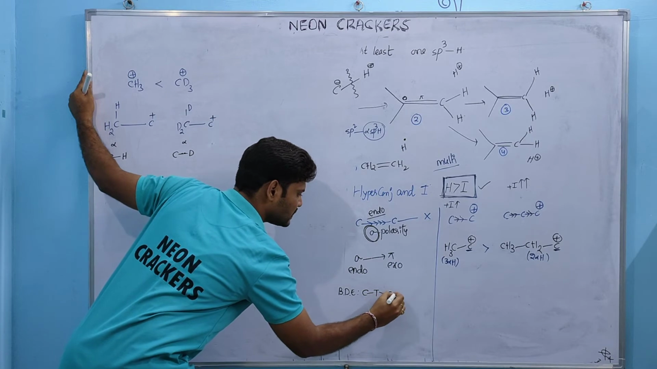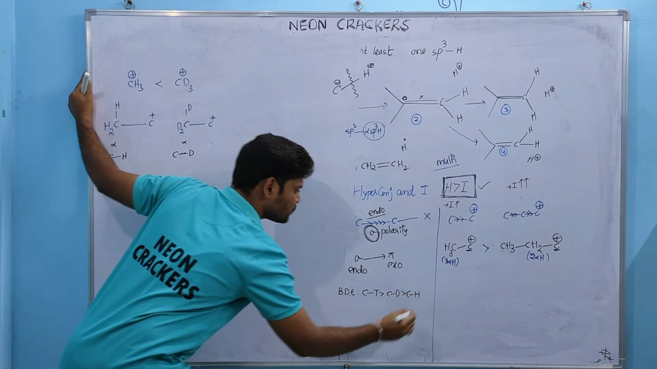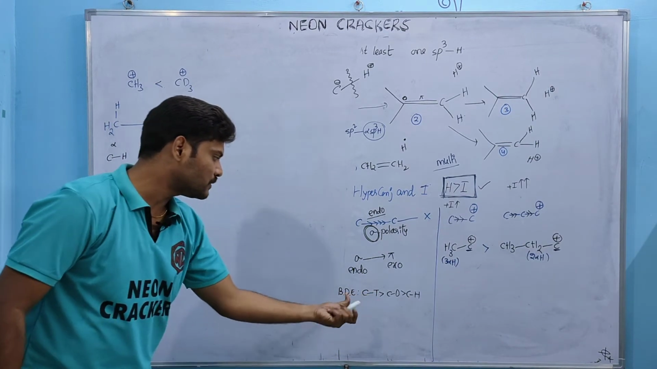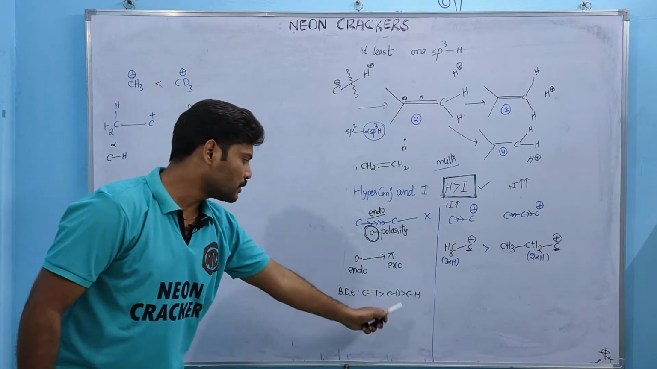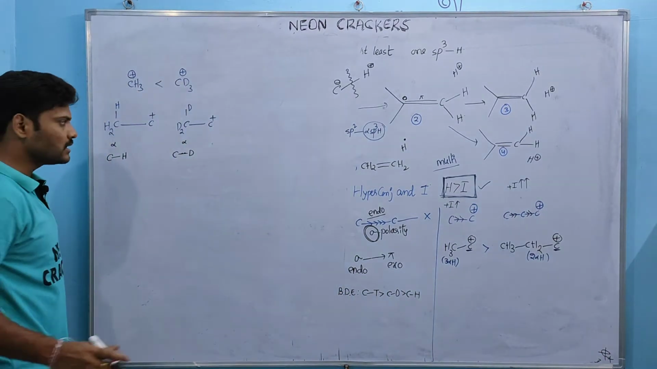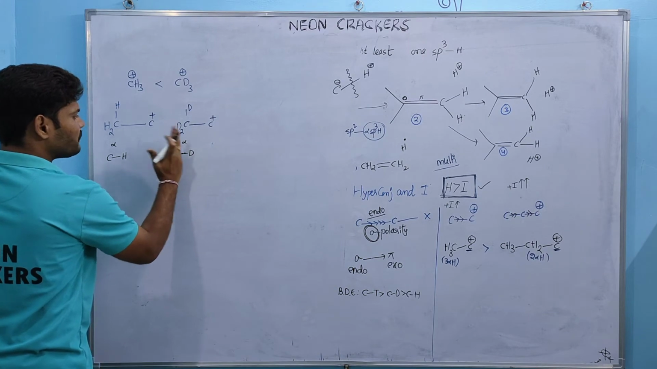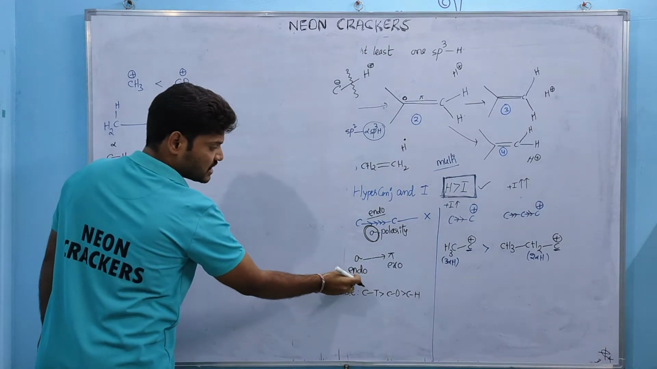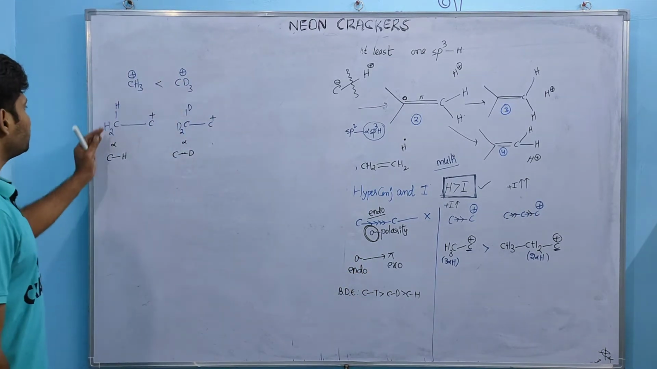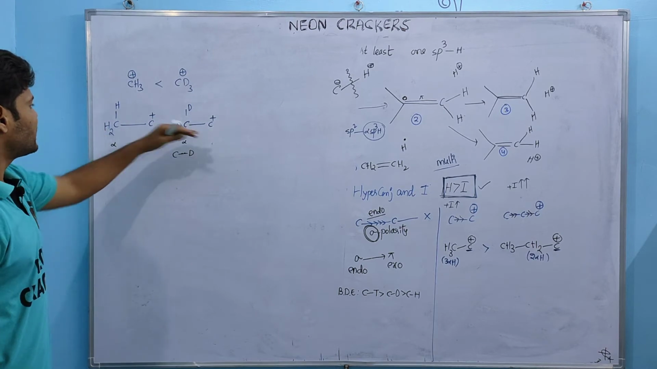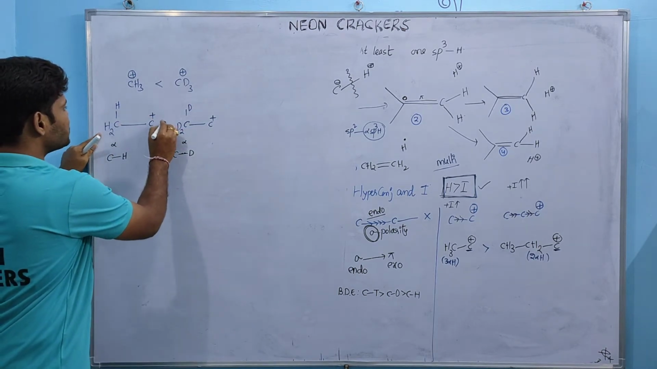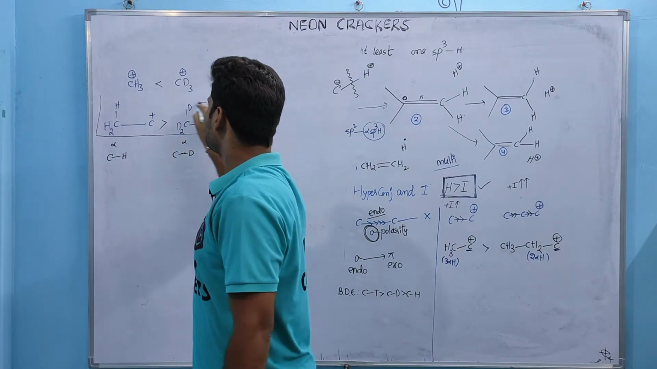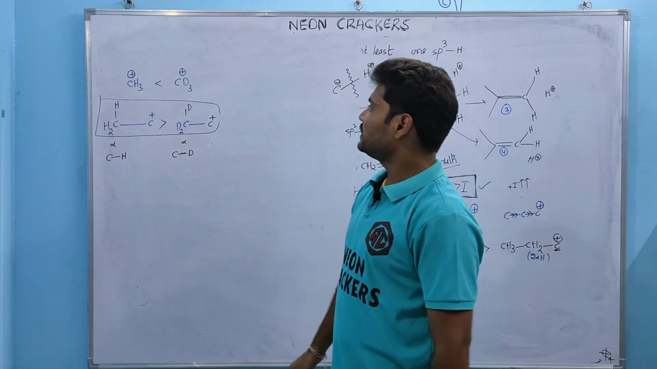C-T is greater than C-D, and C-D will be greater than C-H. Why? Because the mass increases in the isotope. So there are stronger attractive forces between the carbon nucleus and the tritium nucleus, and the carbon nucleus and the deuterium nucleus. That's the reason it requires more energy, which means a more endothermic reaction. That's why it will be easier for C-H. Of course, the same number of alpha hydrogens, but BDE is the matter here. That's why CH3C plus is more stable than CD3C plus.